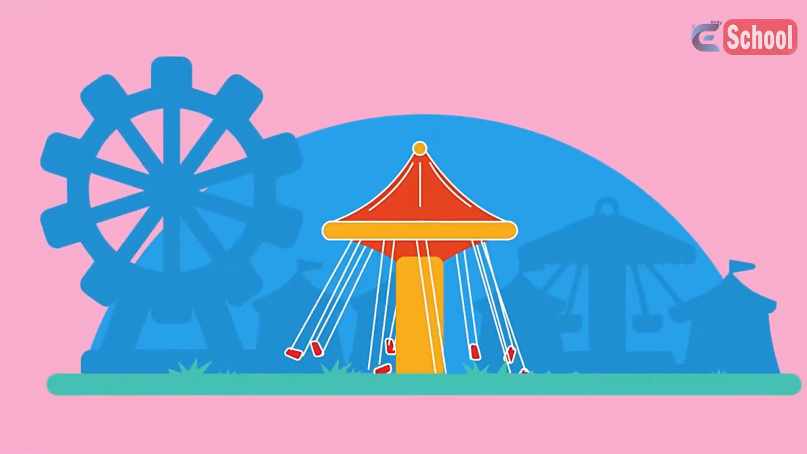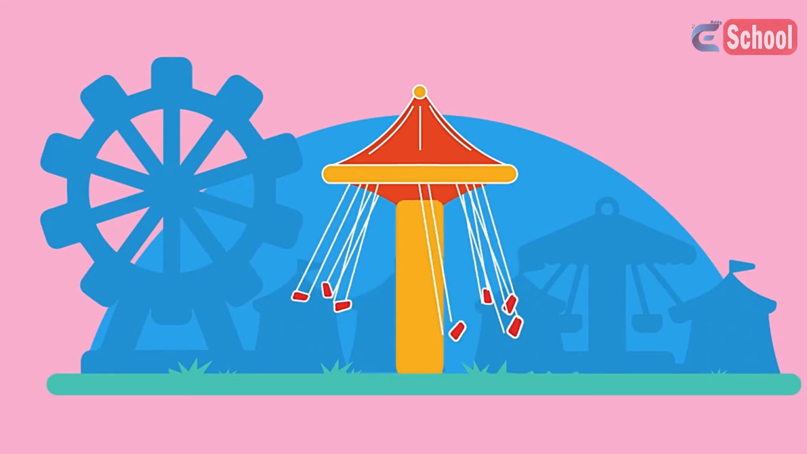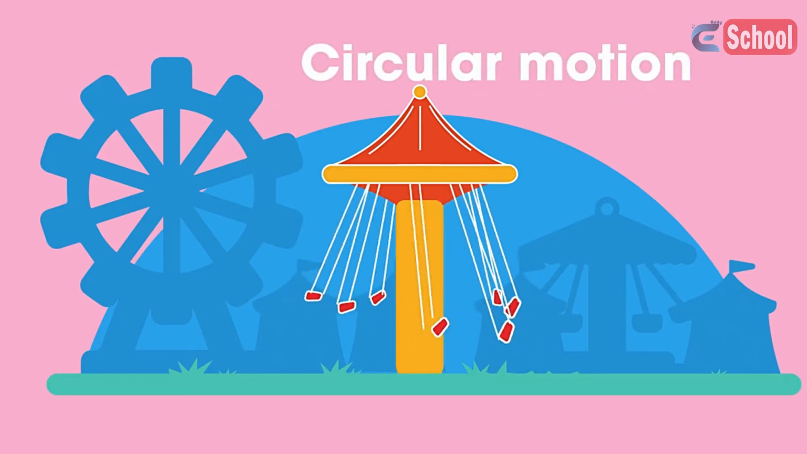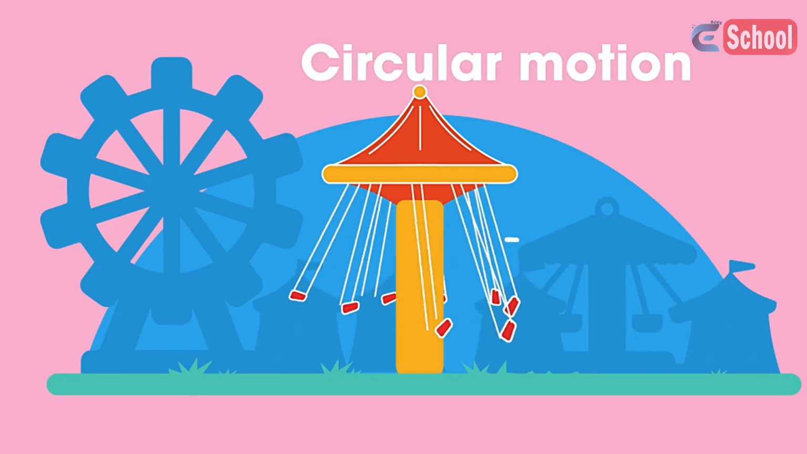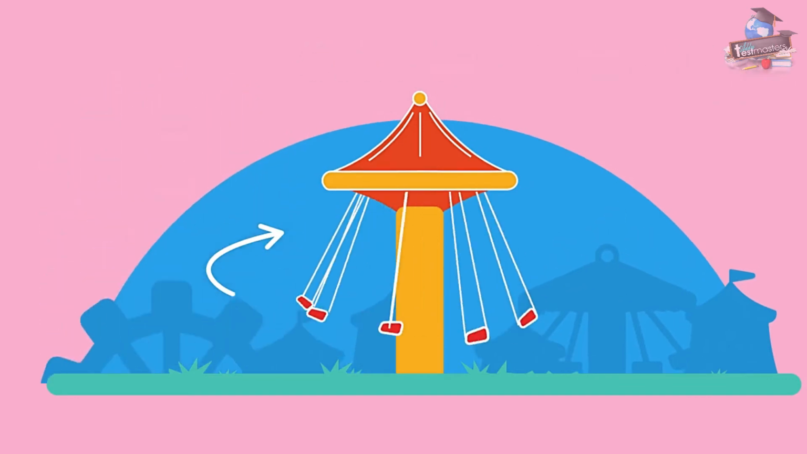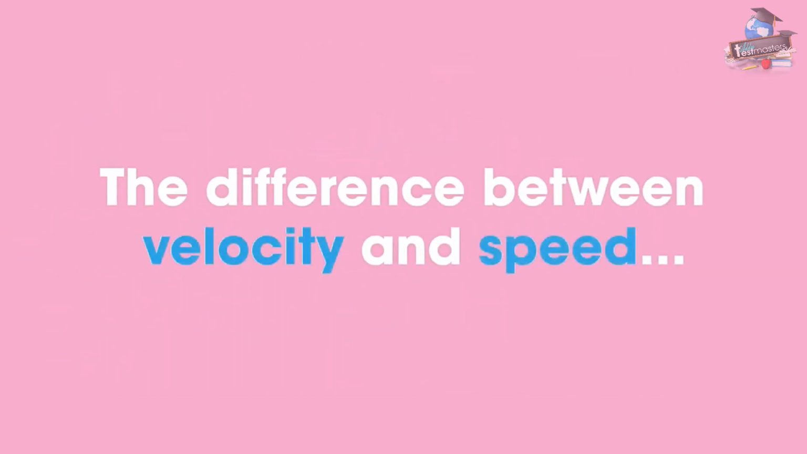Have you ever been on a merry-go-round in a carnival? As you are swinging around, you are actually undergoing circular motion. In this video, we will explain why an object moving in a circle with a constant speed has a changing velocity. First of all, what's the difference between velocity and speed?